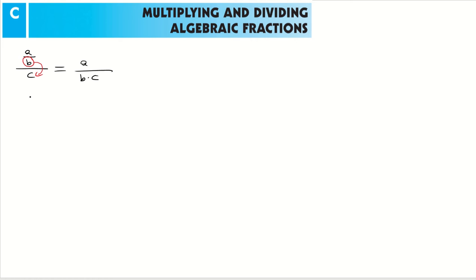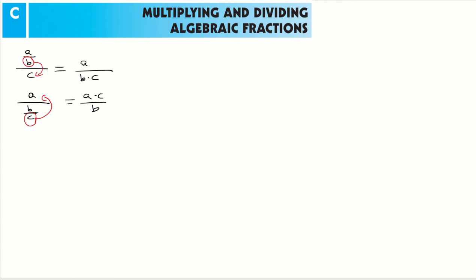Let's say we have a fraction in the denominator, so a over b over c. In that case, the denominator of the denominator will move to the numerator. So it's always the denominator of the fraction that will move. The denominator of the denominator will move to the numerator. That becomes a times c over b.